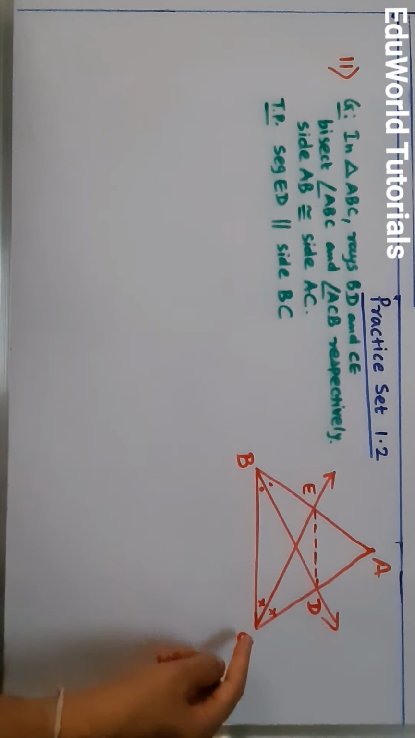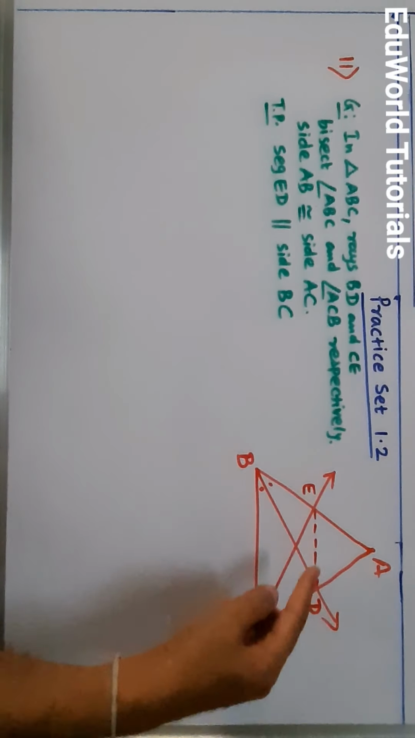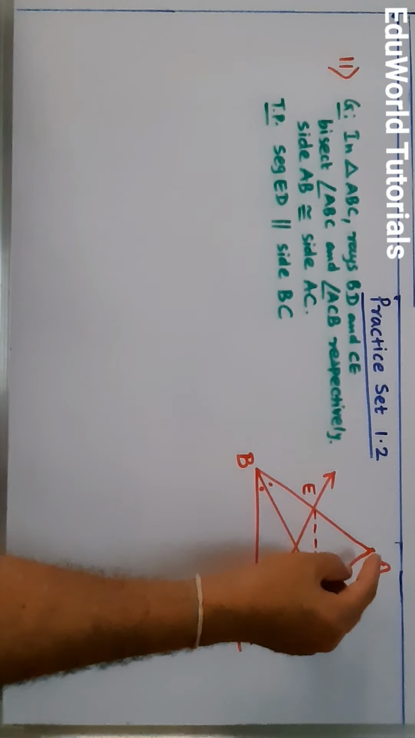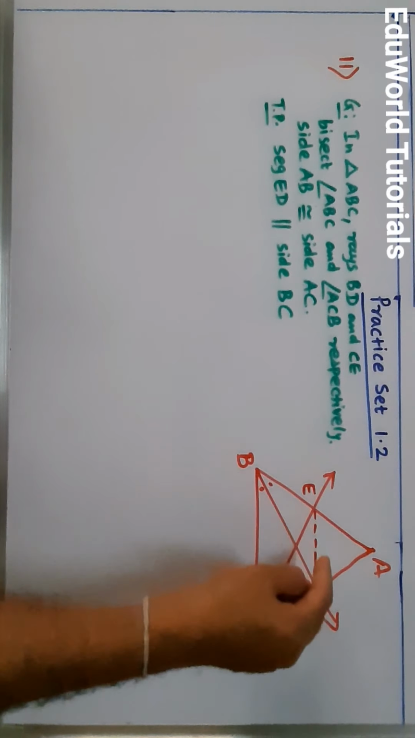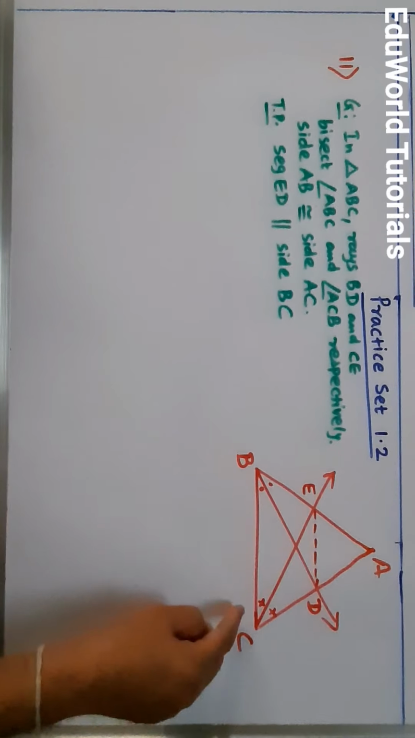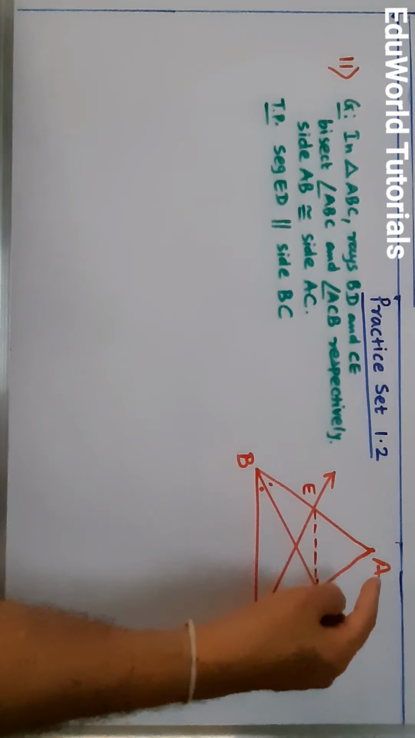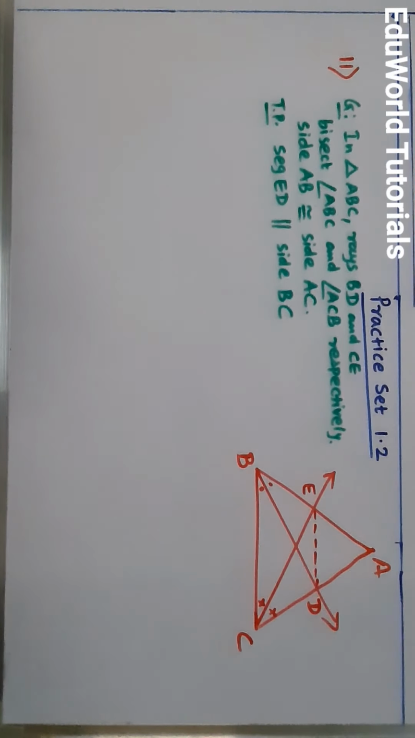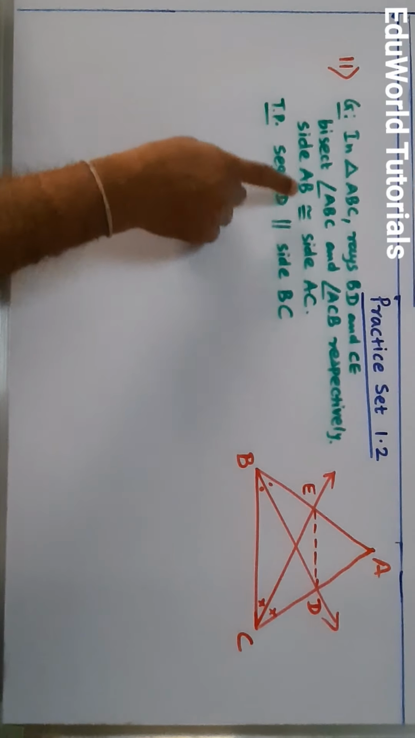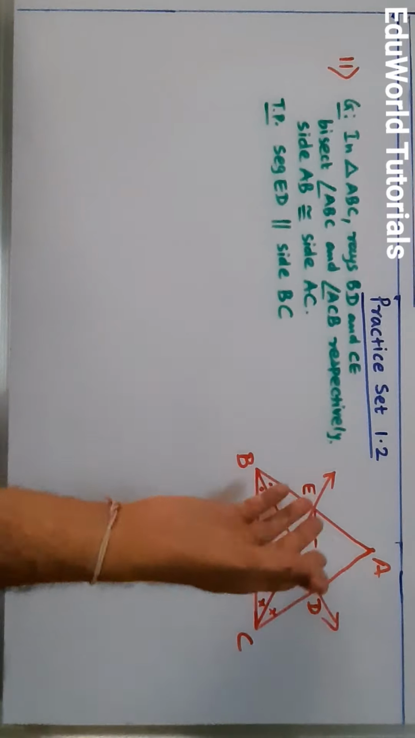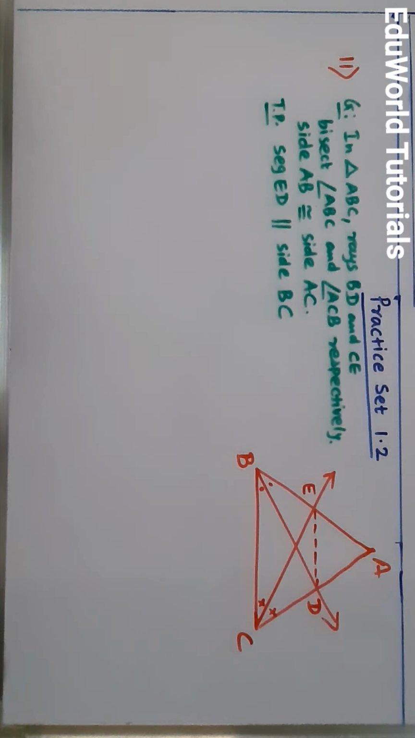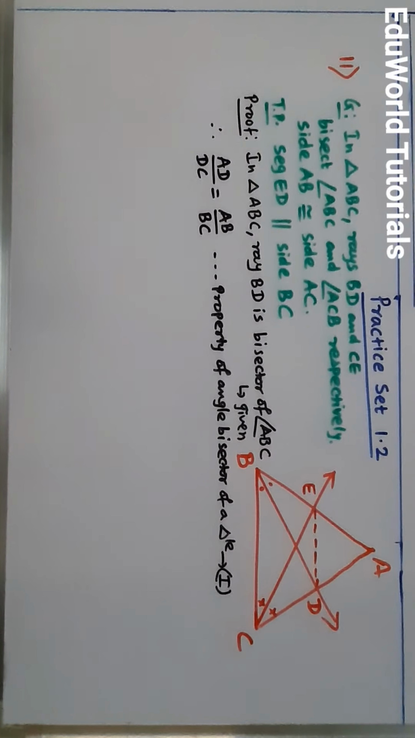If you consider ray CE as the angle bisector, then the opposite side AB is divided into two parts AE and EB, and the ratio of these two parts is equal to ratio of the remaining sides of the triangle. So AE upon EB is equal to AC upon BC. Now with this and even the other given information, that is side AB congruent to side AC, how will you prove this? It's very simple. So we are now writing the proof.